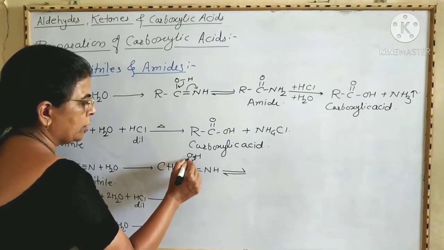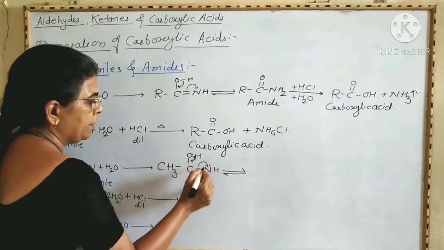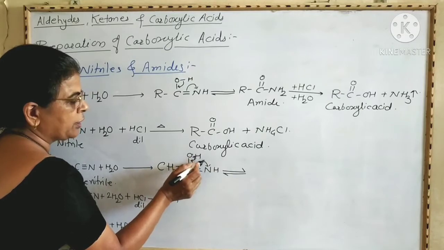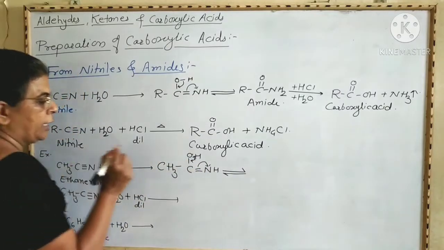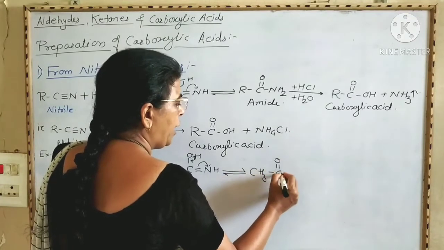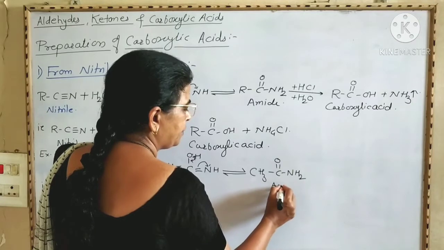The bonded electrons of the OH group get shifted in between carbon and oxygen atom, then the electron shifts onto the nitrogen atom, and the free H plus ion gets attached to this nitrogen atom to form CH3 C double bond O NH2. This is amide, acetamide.